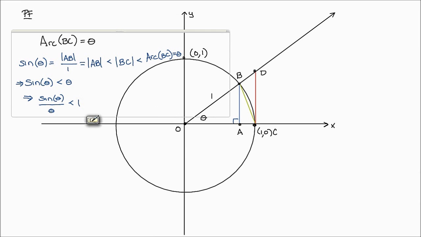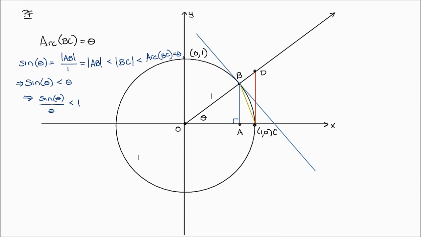Now what I want to do is make a lower bound for sine of theta over theta. And to do this, I am going to first of all draw in a tangent line to this unit circle at the point B. Let me go ahead and do that. So there we have a tangent line to the unit circle at the point B.